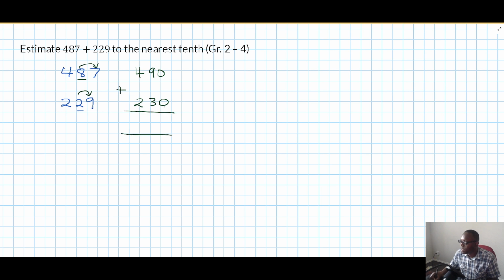So now these are the numbers that we will be adding. 0 plus 0, we have 0. 9 plus 3, we have 12. So that means we're going to write 2, and we're going to carry 1 up here. 4 plus 2, 6, plus the one we carried from 12 is going to give us 7. So this is going to give us 720.